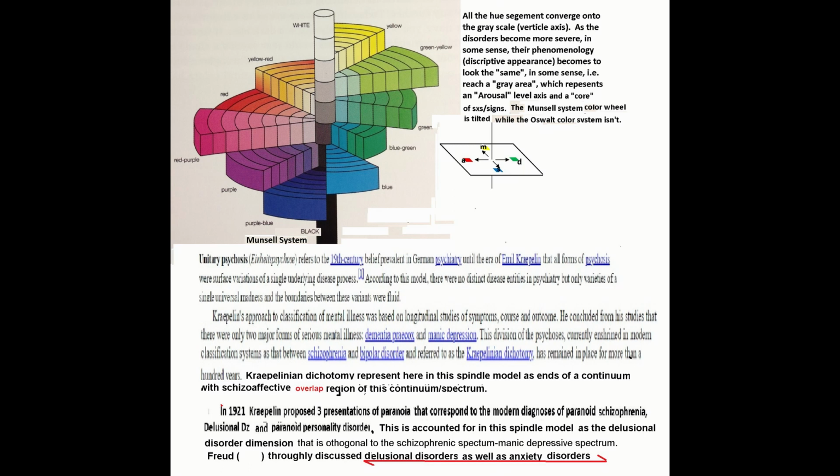There was a concept of unitary psychosis, and Kraepelin came along and had a dichotomy, but they all run together, so it makes you wonder about this unitary versus dichotomy. Kraepelinian dichotomy, it's called.